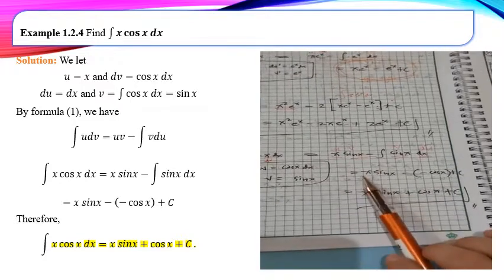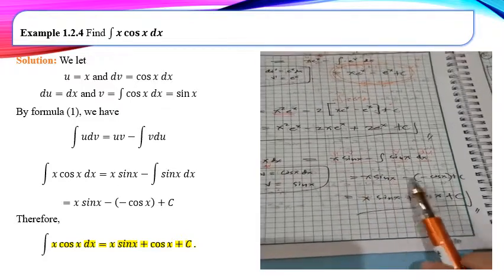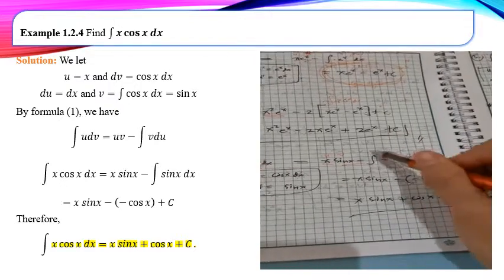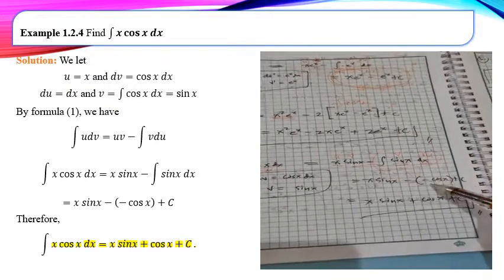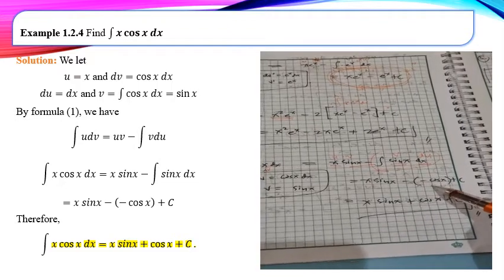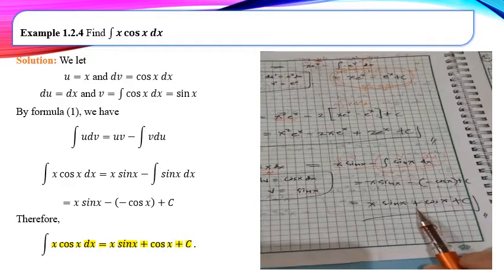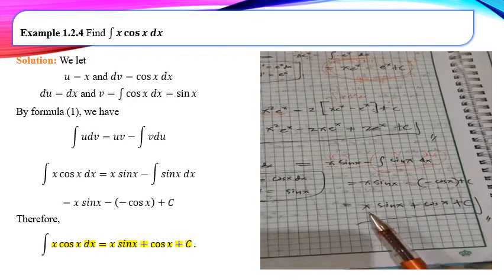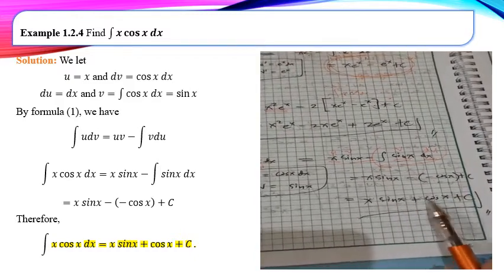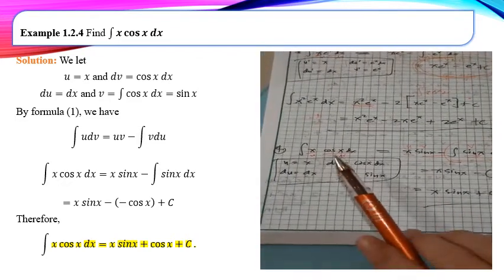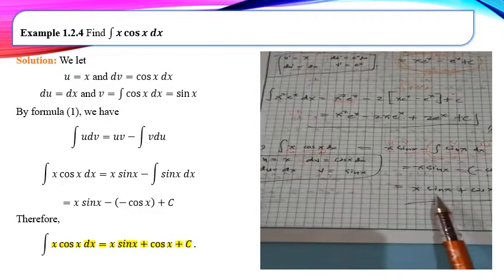Okay, so x times sine x, x sine x, minus integral of, okay, ang integral nito is the negative cosine, diba? Okay. Since may negative pa dito, so magiging negative times negative, that's why naging positive siya dito. So, therefore, we have x sine x plus cosine x plus the constant. So, the integral of x cosine x dx is this one.